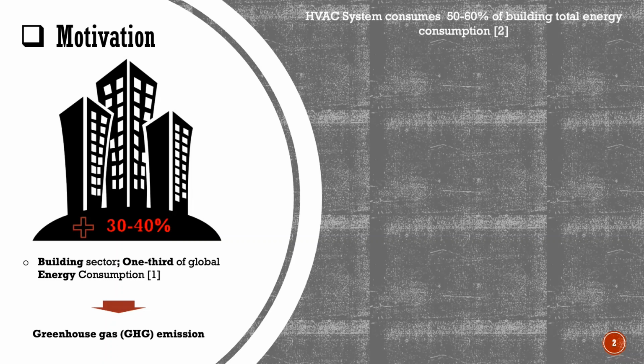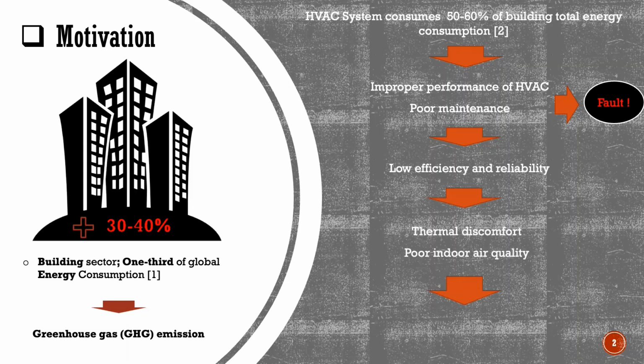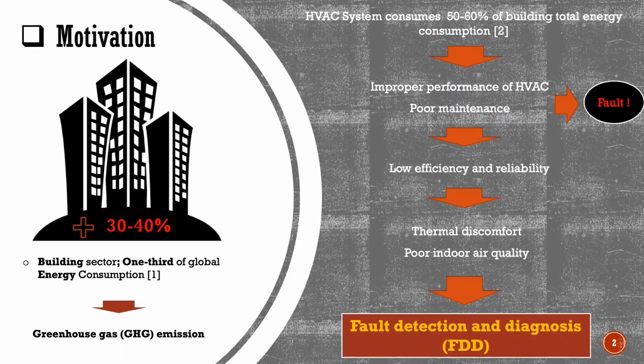HVAC system consumes around 50 or 60% of building total energy consumption. So improper performance of HVAC and poor maintenance not only cause different faults, but also negatively affect the energy consumption, reliability, and efficiency of HVAC units, which result in thermal discomfort and poor indoor air quality. Therefore, adopting an intelligent strategy for fault detection and diagnosis can be a great way to identify the system malfunctions and ensure HVAC reliable operation.